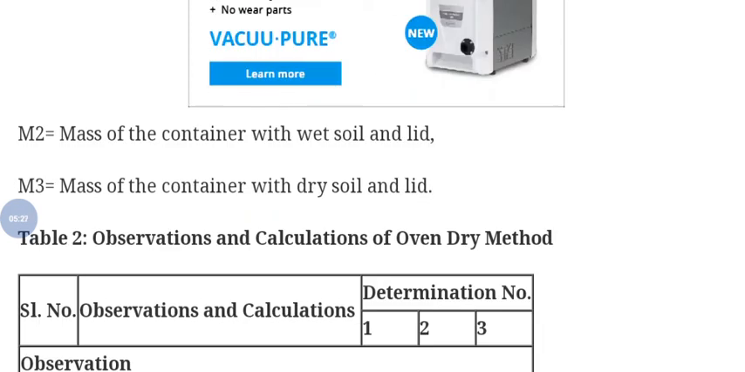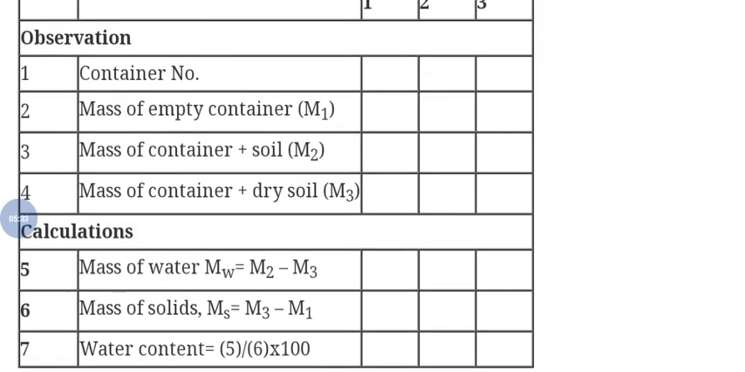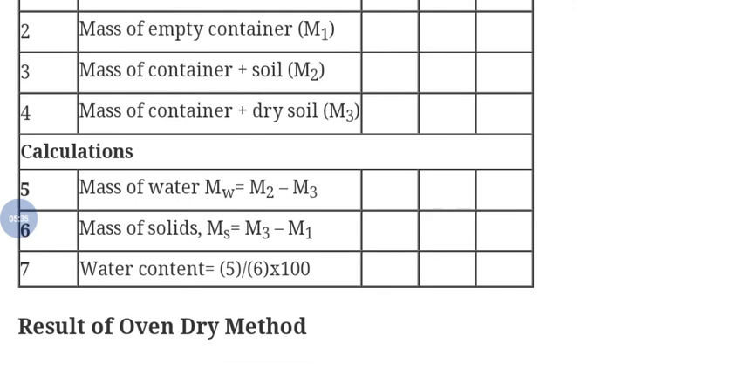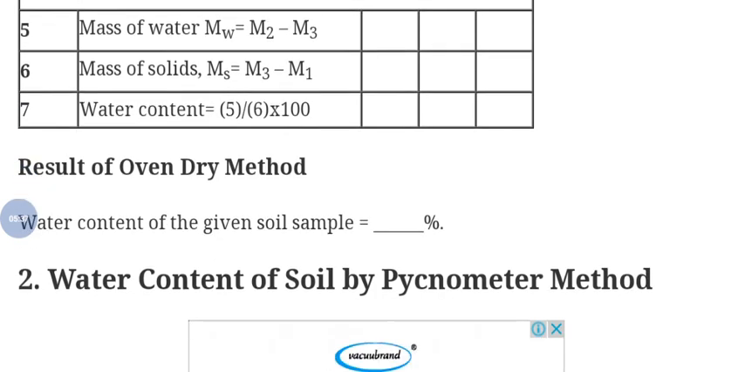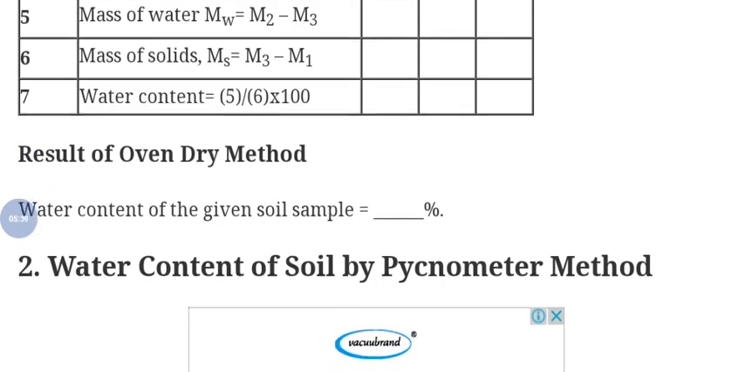Here M2 and M3 are given. Here the data you have to retain in this manner. After that you will get the result.